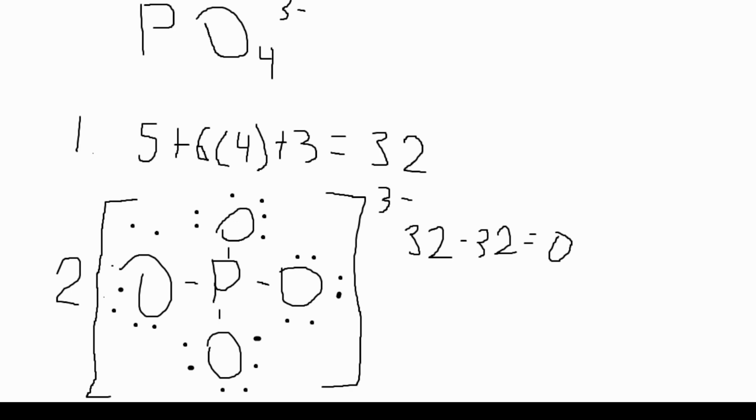So that's how to do that for ions. But besides that, that's really all we need to go over today. In the next few lessons, we'll be going over some exceptions to the rules we went over today. But don't worry about that stuff because we'll talk about it later.